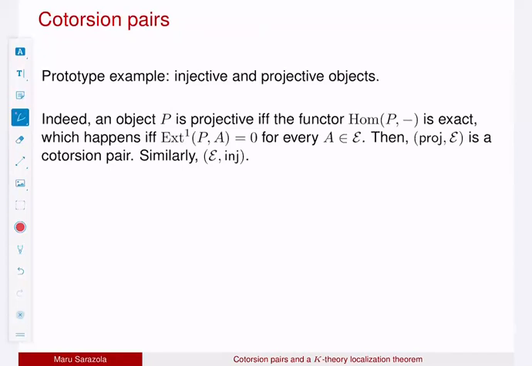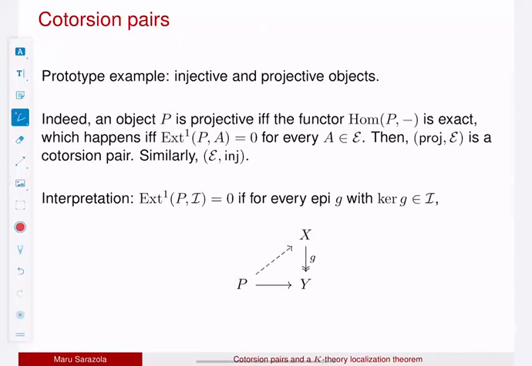And not only are injective and projective objects examples of cotorsion pairs, but cotorsion pairs were born to generalize injective and projective objects. So the idea is that in a cotorsion pair, we have two classes P and I, and now the objects of P are going to be projective relative to those of I. And the ones in I are going to be injective relative to P. So cotorsion pairs are a way for us to do relative homological algebra.